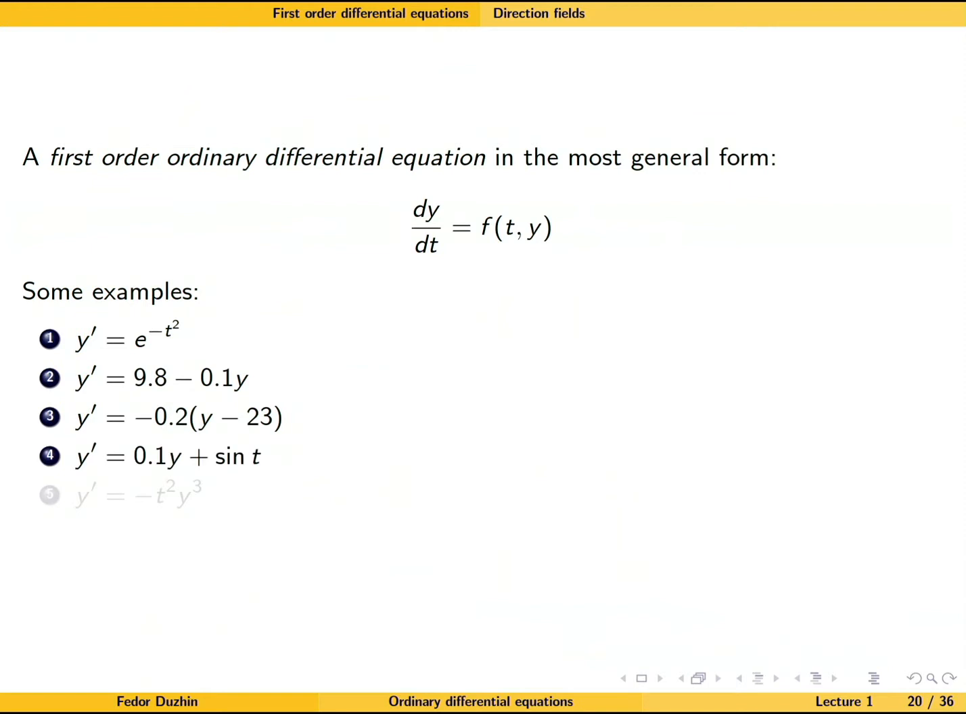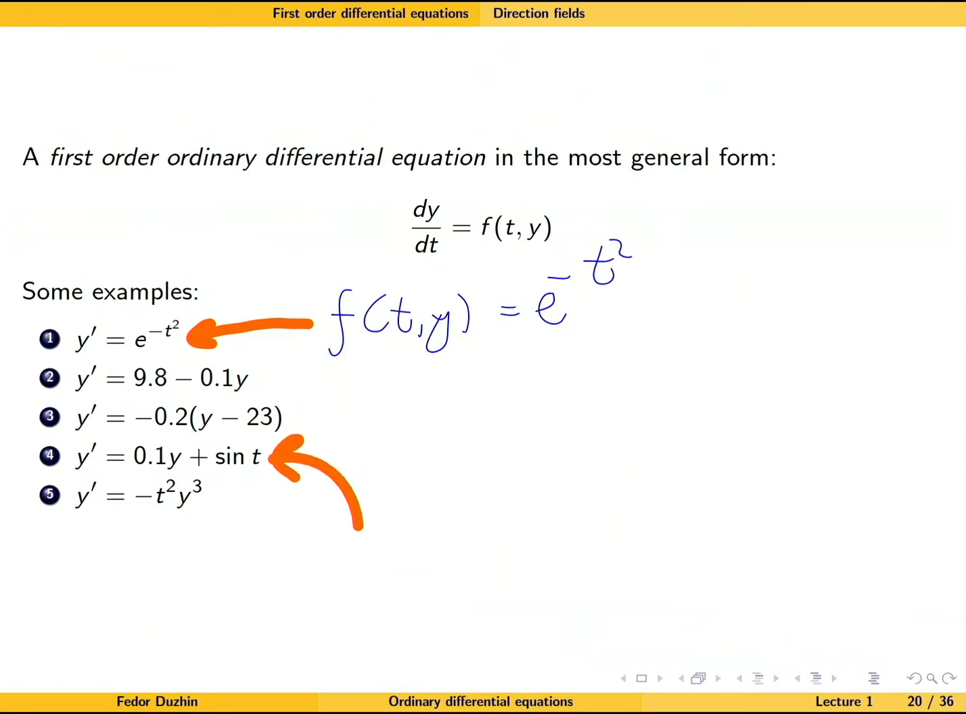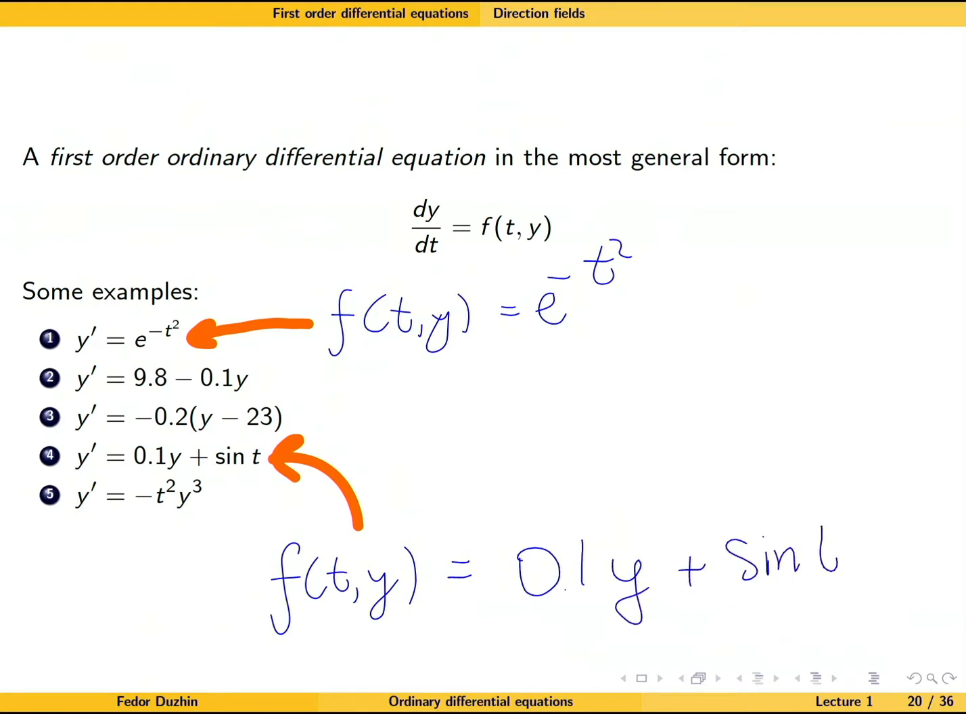1, 2, 3, 4, 5. Right? So in each case, the right hand side is our function f of t, y. So here f of t, y is e to the minus t squared. Here f of t, y is 0.1 y plus sine t, and so on.